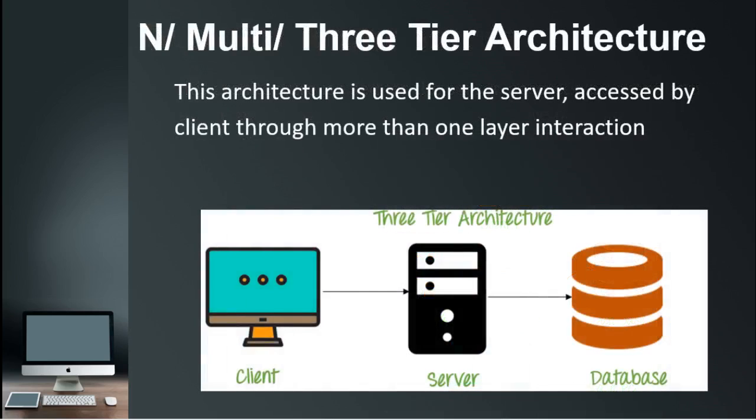Now we'll move on to three-tier architecture, or more than three. You call it as multi-tier, or n number of tiers. Okay, so here there are many servers, but there is only one client. It can be many clients as well. Okay, so for example, take a client. If a client asks for a request, அது ரெண்டு மூணு சர்வருக்கு கூட போய் ஃபைனல் ஆன்சர் வாங்கிட்டு வரலாம், and that is called three-tier architecture. So this architecture is used for the server accessed by client through more than one layer interaction.